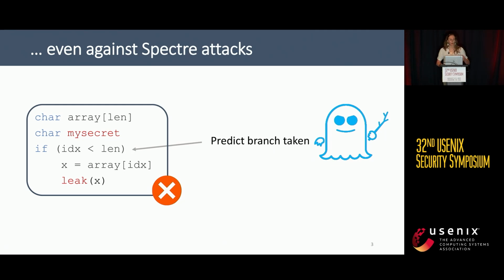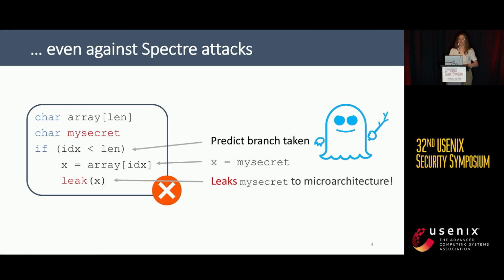What actually happens when the CPU executes this program is that when the condition is about to be executed, if, for some reason, the condition is slow to resolve because length is not in the cache, the processor, instead of stalling and waiting for the value, will try to predict the condition and will start executing. So in this example, if we predict that the branch is taken with index out of bound, we will, at the second line, load the secret, and at the third line, leak the secret to the microarchitecture.